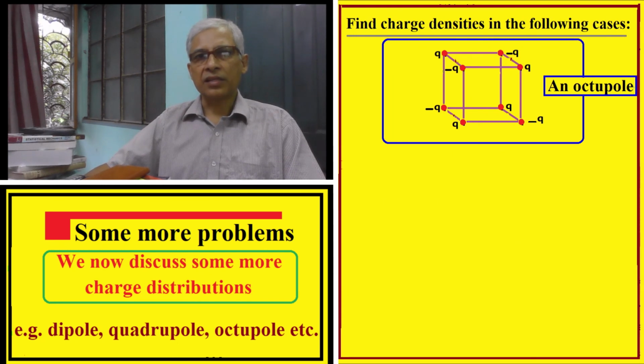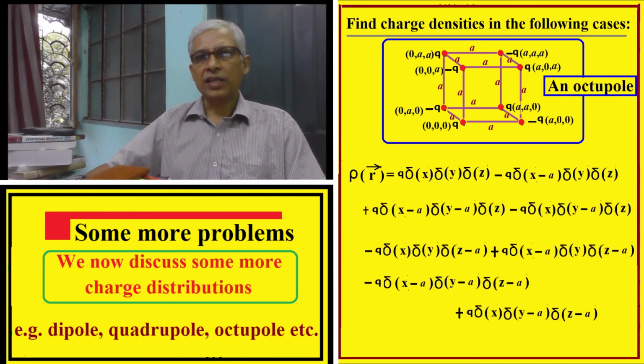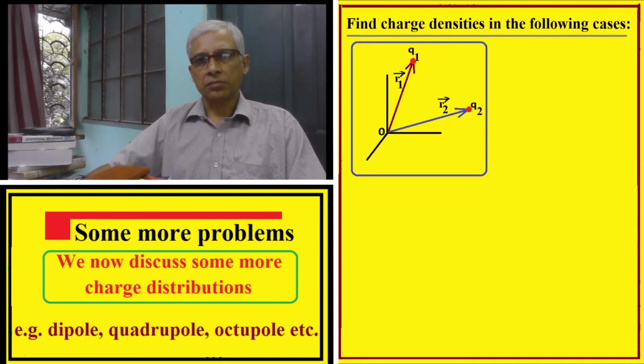In a similar manner, we can write down the expression of the volume charge density of the octupole shown in the figure. In fact, we have drawn a cubical box of size A carrying a charge of magnitude Q, alternately repeating in sign. Write down the charge density and verify the result written in the slide, and also calculate the total charge. The penultimate problem.